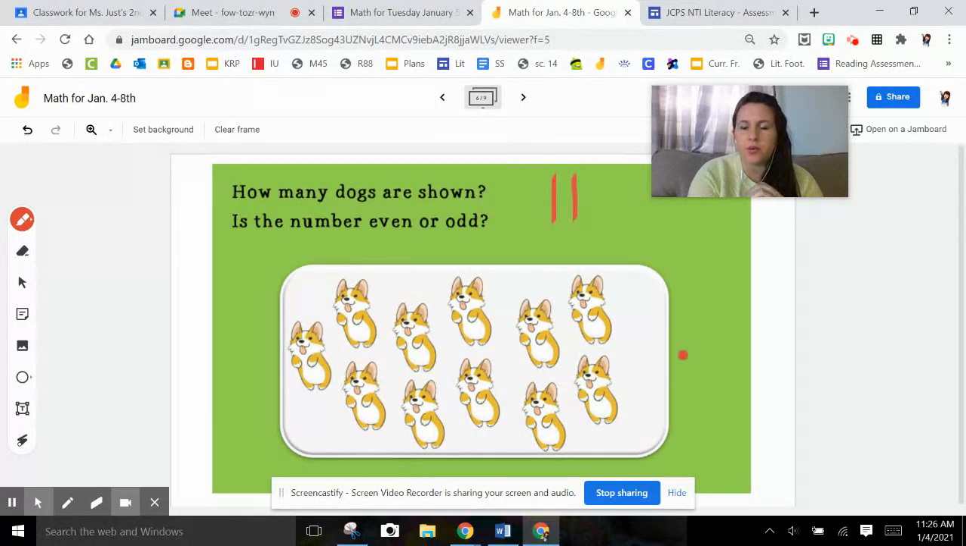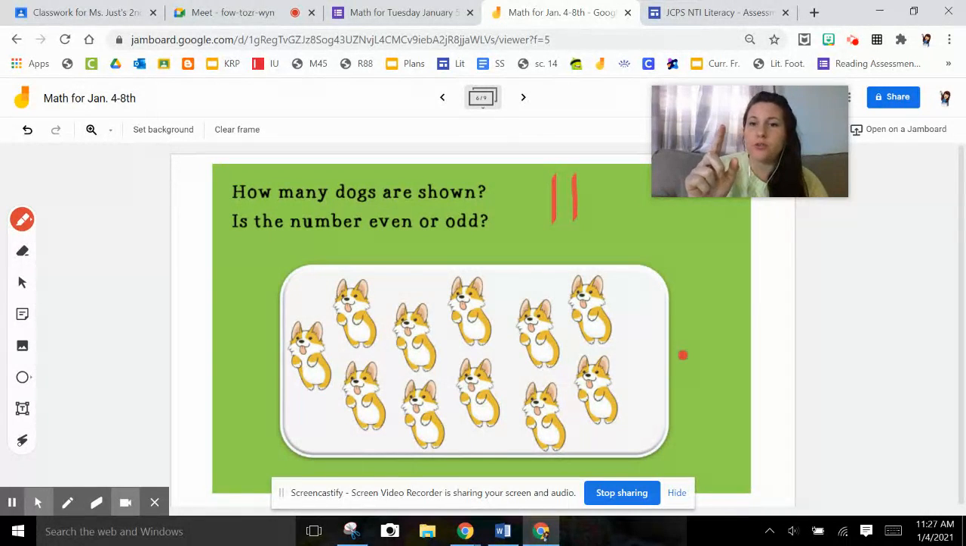An even number has the same group of objects, which means everyone will have a buddy. I always tell my second graders, find buddies. If every single dog, every single star, every single circle, whatever your object is, if each of them has a buddy, no matter what, your number is even. If someone is missing a buddy, they're the odd man out. The number is odd.